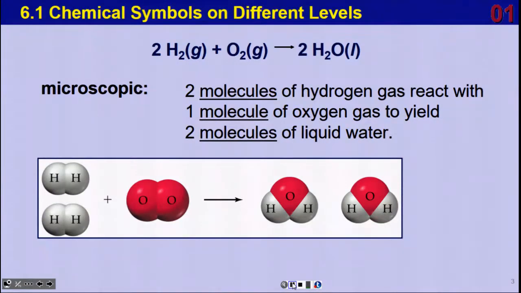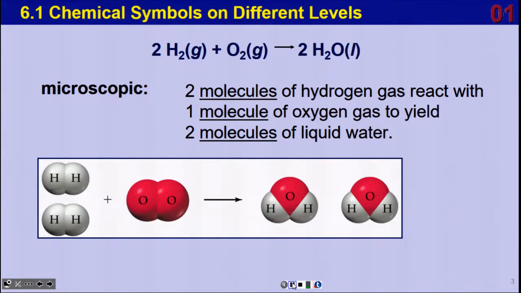On a microscopic level, we're suggesting that there's 2 molecules of hydrogen, as shown at the left here, reacting with 1 molecule of oxygen gas that yields the 2 molecules of liquid water. On a microscopic level, that's exactly what we think about happening here.